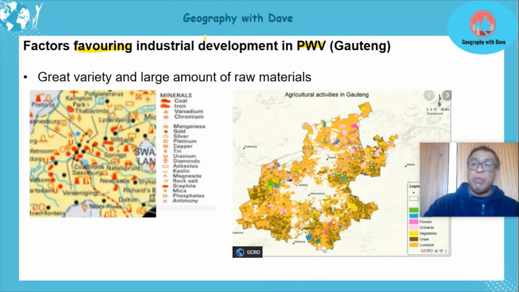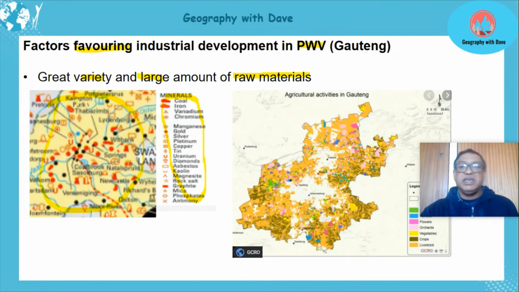One strong point that we will look at is the variety and large amount of raw materials. Now, if I look at this coal, iron, vanadium, and these symbols, and if I look at the Gauteng region here, it's full of those symbols. Massive amount of symbols telling you that raw materials from mining is huge in this area. What a boost for industries in this area. You got your iron ore right near you to produce iron and steel.